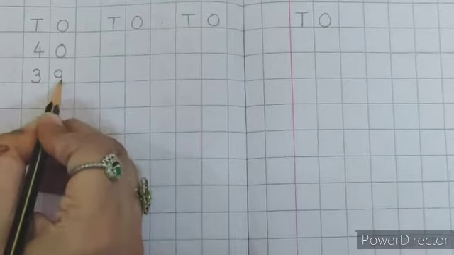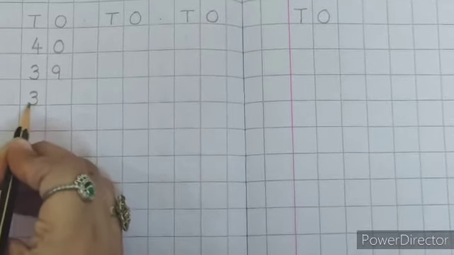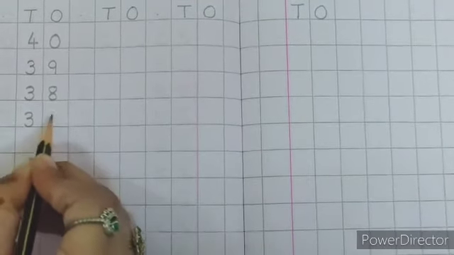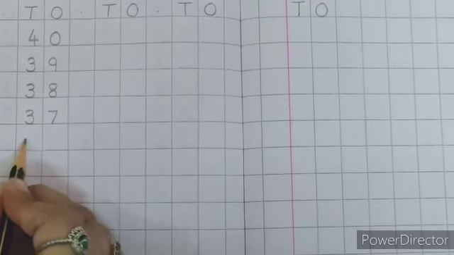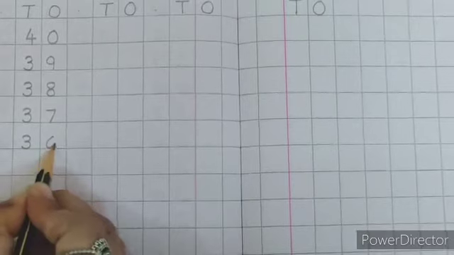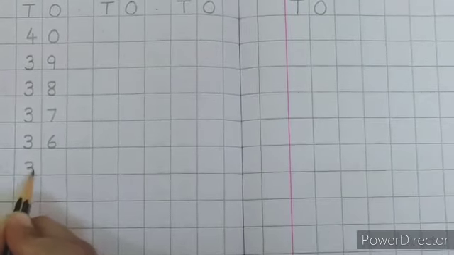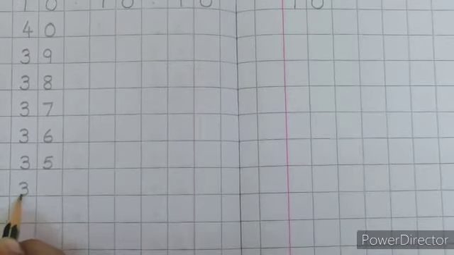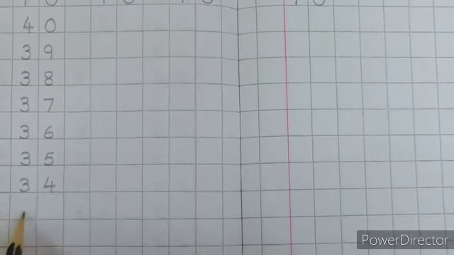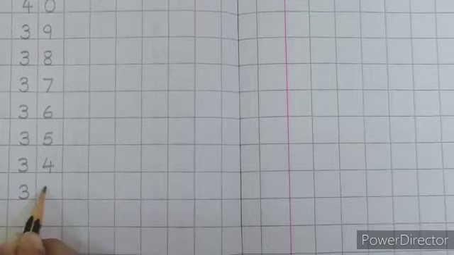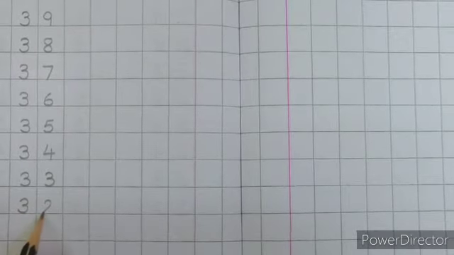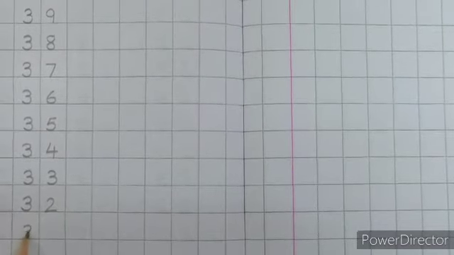3, 9, 39, 3, 8, 38, 3, 7, 37, 3, 6, 36, 3, 5, 35, 3, 4, 34, 3, 3, 33, 3, 2, 32, 3, 1, 31.